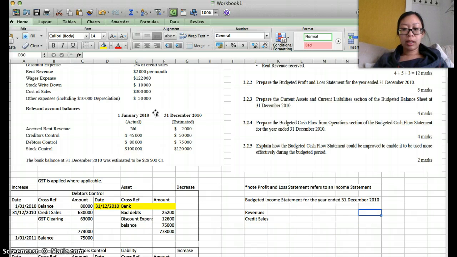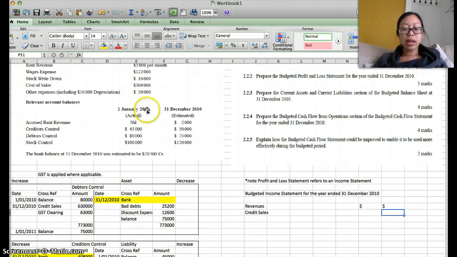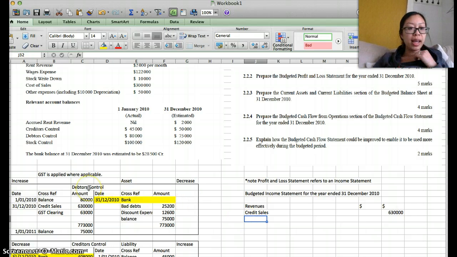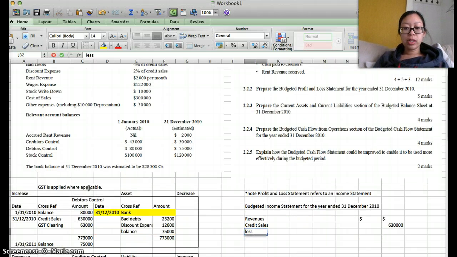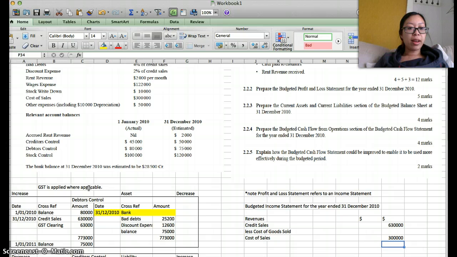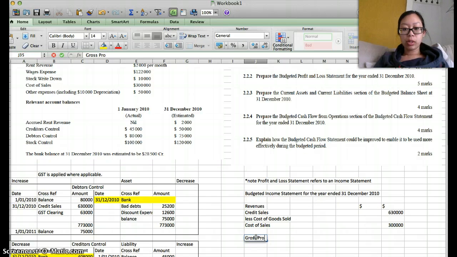Doesn't seem like they have cash sales. Credit sales 630,000. Then you'd look at sales return, because we've learned that you might do less sales return, but in this case I don't think they had any. That would make it more difficult. So we'll go straight into less cost of goods sold, cost of sales, which was 300,000. Then we think about if there's things like freight in, but that doesn't seem to be, which would give us gross profit.